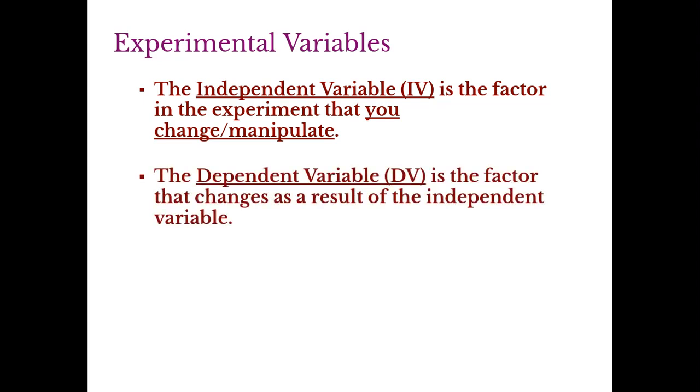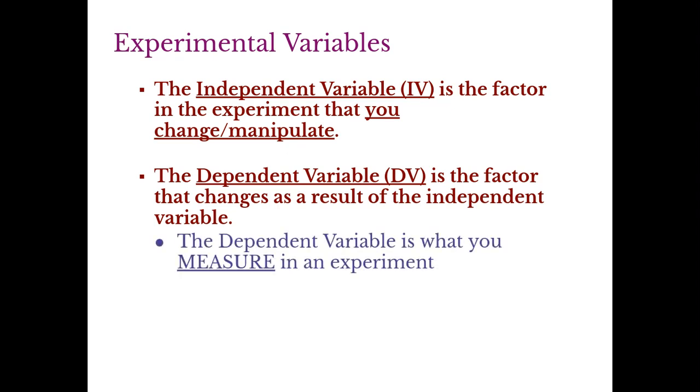Now, the other variable that we look at is what's called the dependent variable, or the DV. And the dependent variable is the factor that changes as a result of the independent variable. So the dependent variable depends on the independent variable. An easy way to remember the dependent variable is if you just remember that the dependent variable is what is being measured in the experiment. It's what you're measuring. So I'm manipulating the IV, I'm changing something, and then I am measuring the dependent variable, what's happening as a result of my change.